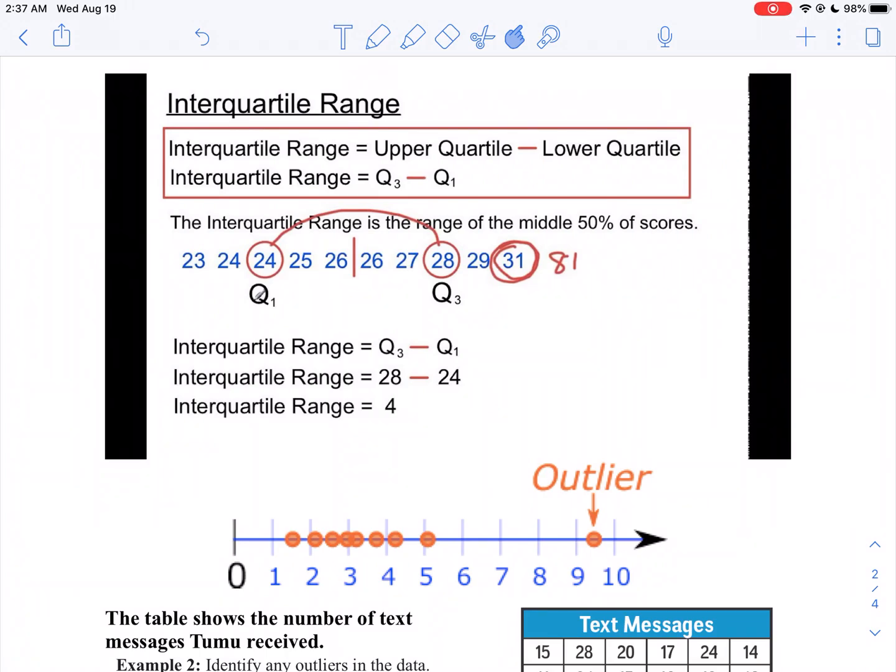Another measure of spread is something called the interquartile range, which a lot of times we abbreviate IQR. And what it is, is just the difference between the third quartile and the first quartile. So you just subtract those two.